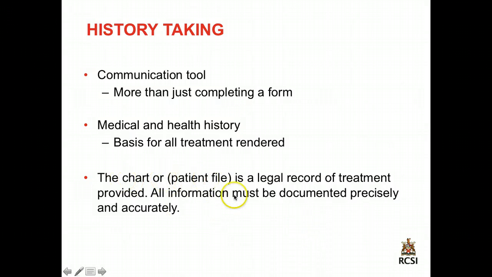A patient chart or a file or a record or whatever language is used is a legal document of treatment, and all information entered into it must be documented precisely and accurately. Now, we'll talk about the legality of this patient information at another stage, but remember that the patient chart is the one and only source of information and has legal status.